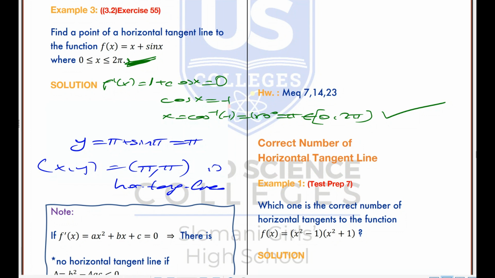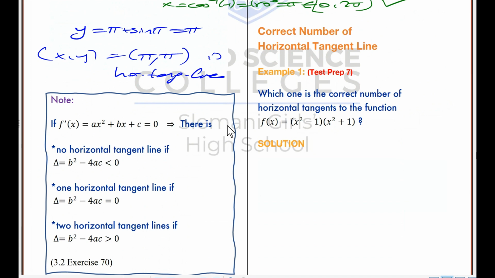All right. There are some questions that only ask about the number of horizontal tangent lines. So we don't need to solve the question entirely. What we need to do is check the discriminant. If the derivative of a function is quadratic, then we can check the discriminant. If the discriminant is negative, you know the rule, there is no horizontal tangent line. If it is 0, there is one horizontal tangent line.